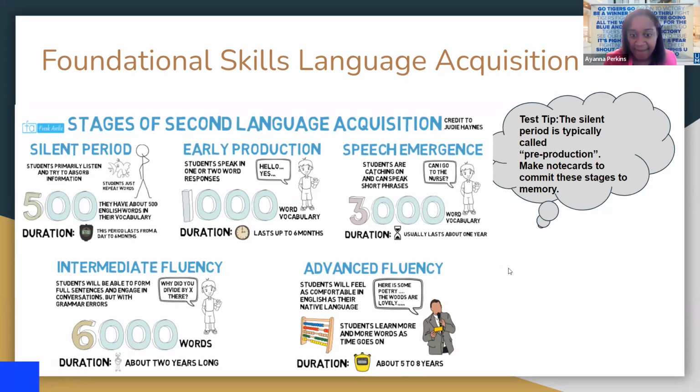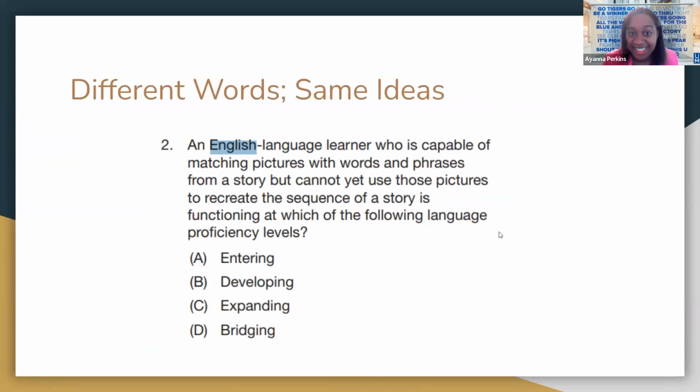So I just went over all of this, right? This is one of the examples straight from ETS. Different words, but it's the same idea. So an English language learner who's capable of matching pictures and words and phrases from a story, but cannot yet use those pictures to recreate the sequence of a story, is functioning as which of the following language proficiency levels? Where is this student? Now, these words are different, right? But where do you think that student lands?